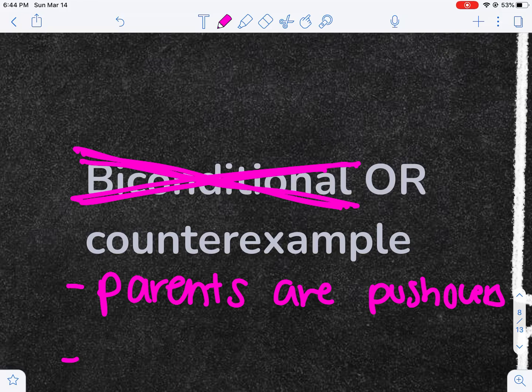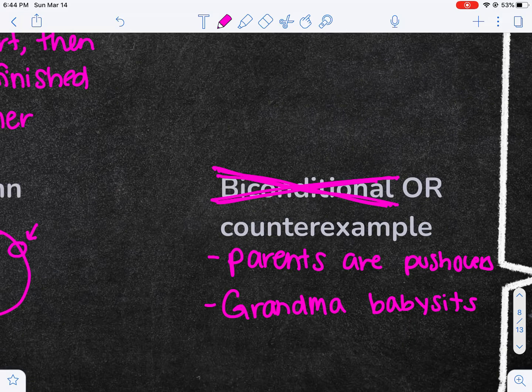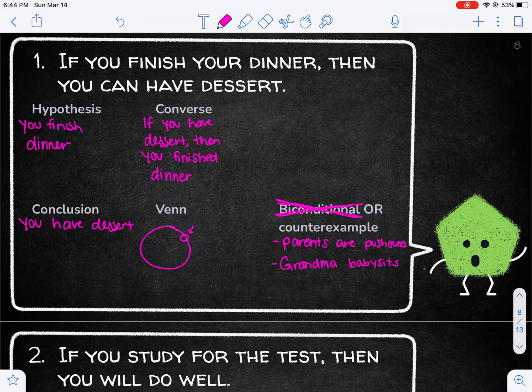Or it could be something like grandma is babysitting and she always gives you a cookie anyways. Or maybe it's your birthday and okay, you didn't finish your peas, but you can still have a slice of cake because it's your birthday, whatever. You only need one counterexample though.